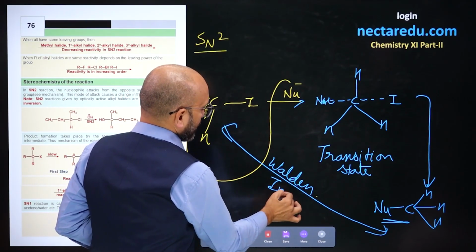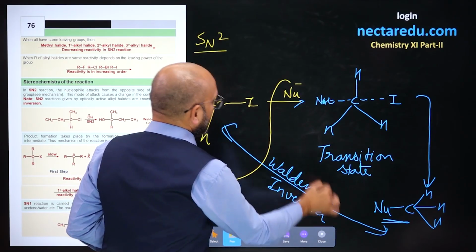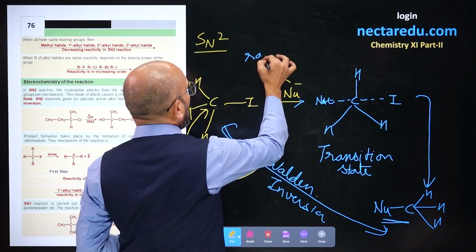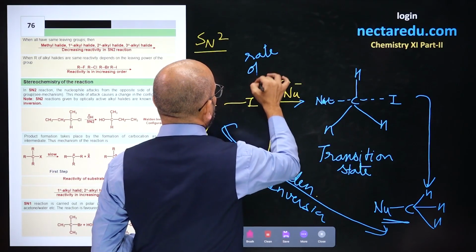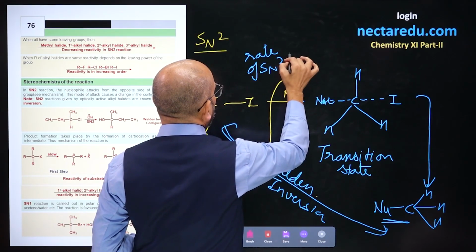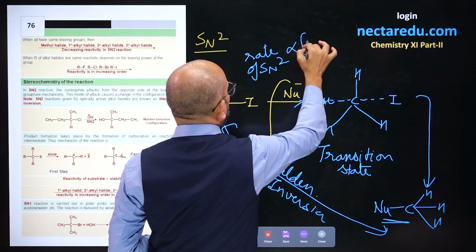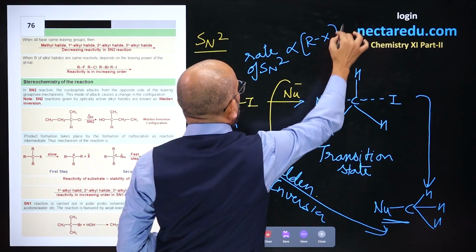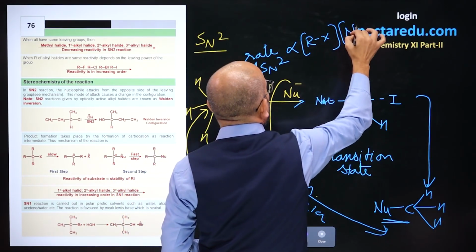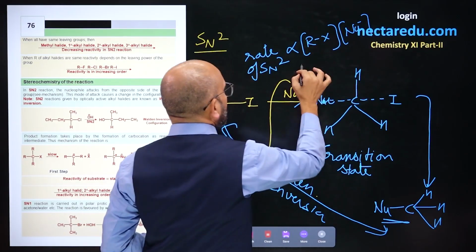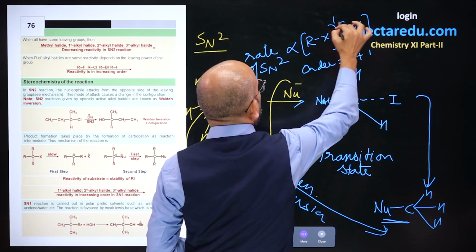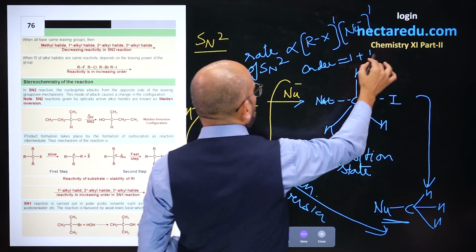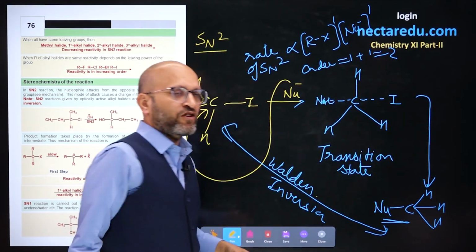Walden inversion. If I have to write the rate law equation, I will write that the rate of SN2 is directly proportional to the concentration of alkyl halide and the concentration of nucleophile. So, the order of the reaction comes out to be 1 plus 1, because the powers are 1. So, the order comes out to be 2. So, it is a second order reaction.